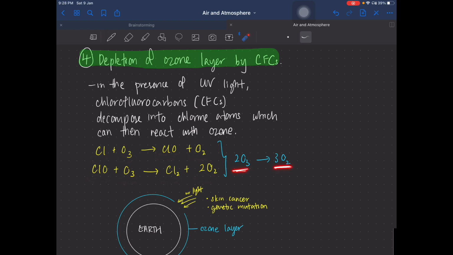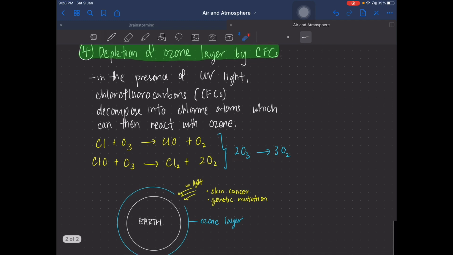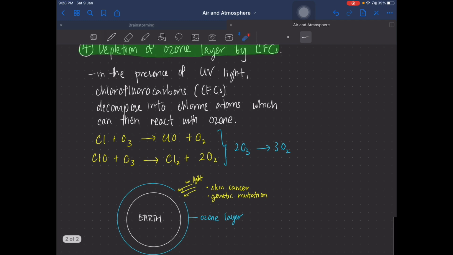So overall, if you look at the whole equation, what is actually happening is that the ozone has been broken down into oxygen. So as we learned in primary school or in geography, we know that the Earth is surrounded by a layer of ozone layer. And the ozone layer's job is to help protect us from UV rays from the sun, so that it doesn't reach us. But with a hole in the ozone layer, this allows UV rays to enter in, and as a result, this can result in issues such as skin cancer or genetic mutations.